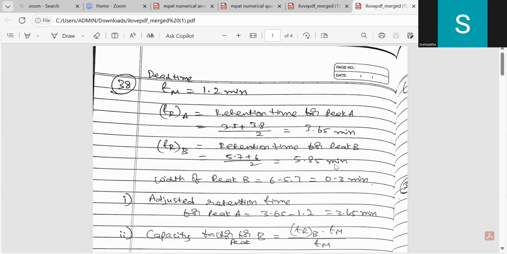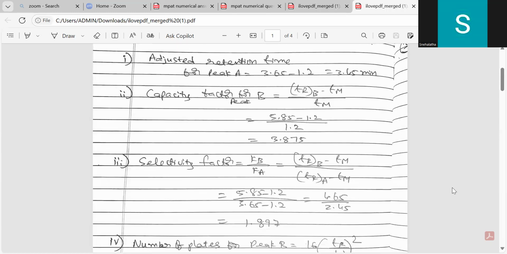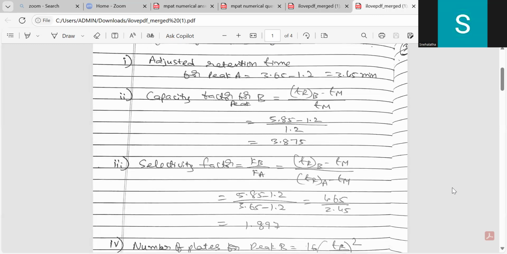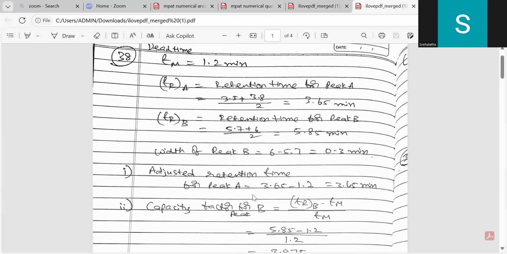It is 5.85. Peak width. For analyte B, the width of the peak is obtained by subtracting 5.7 from 6. Then you will get the width of the peak for peak B. The value is 0.3 minutes. So adjusted retention time is calculated by using this formula. Adjusted retention time for peak A is 3.65, the retention time for peak A, minus dead time. The dead time given is 1.2 minutes. So 3.65 minus 1.2, the value is 3.45 minutes.